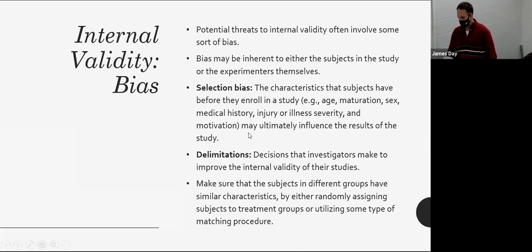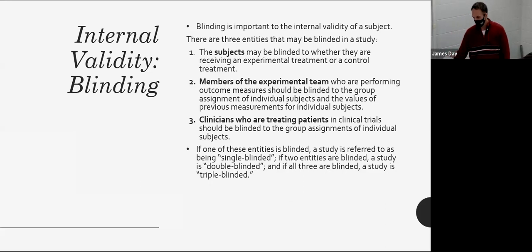Delimitations are basically decisions that the investigators make that affect that. So, there can be inadvertent things, but then there are just delimitations, like studying healthy people. That's a delimitation. I made the decision to study healthy people, but that's going to limit the effectiveness of my intervention to be true to what it's supposed to be.